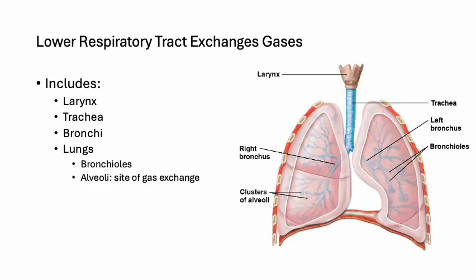Now we move into the lower tract. This is where the actual exchange of gas happens. The larynx, trachea, bronchi, and lungs form the passage that delivers air deep into the alveoli. Each step narrows the passageways, prepping air for the final destination.